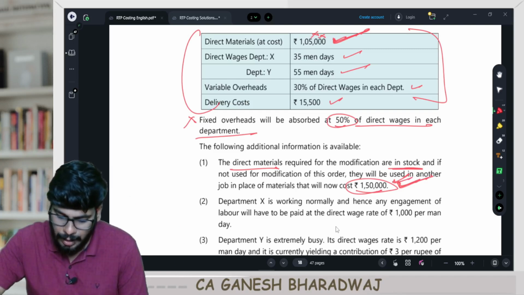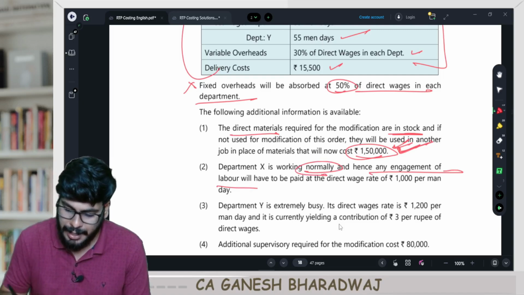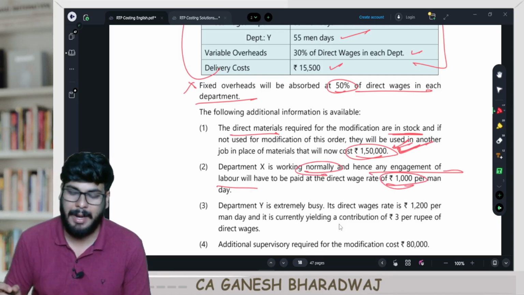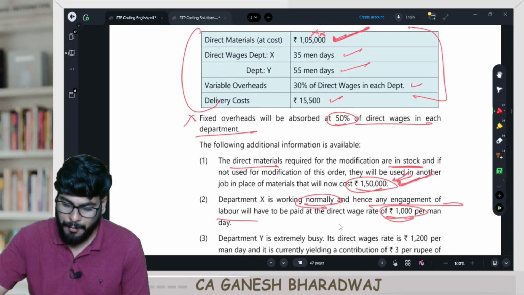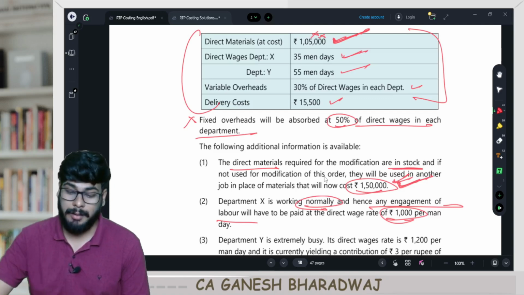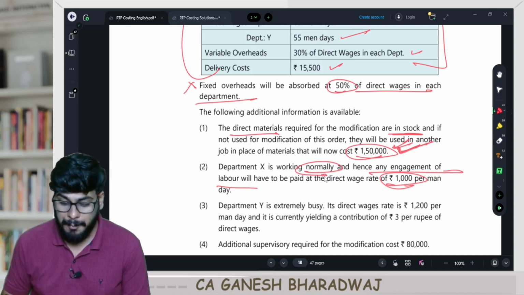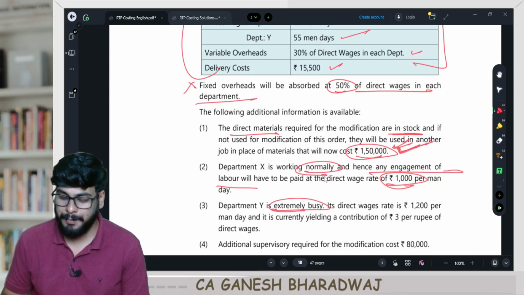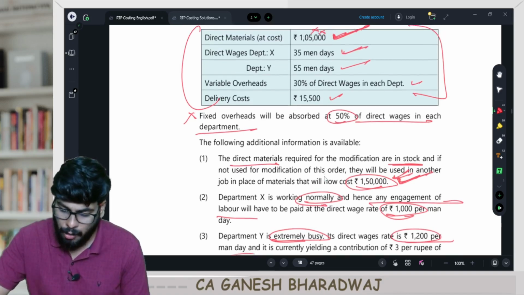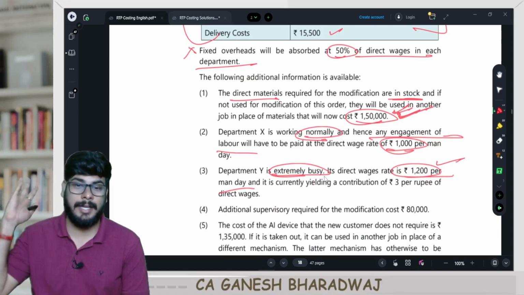Next, Department X is working normally and hence any engagement of labor will have to be paid at a direct wage rate of 1000 rupees per man day. So for me to make these modifications, I need 35 man days in Department X. So 35 into 1000 I will have to incur. But Department Y is extremely busy. The direct wage rate is 1200 rupees per man day. Anyways, I will have to incur it. How many man days are required? 55 man days. 55 into 1200 I need to incur.